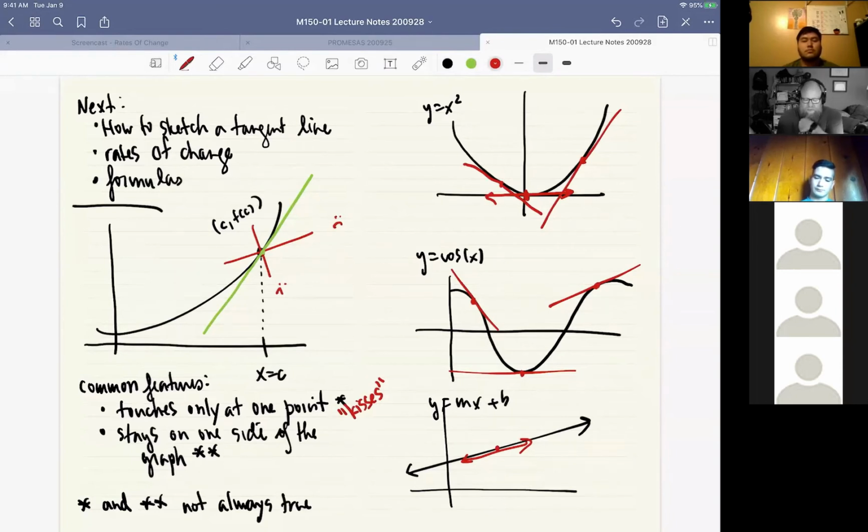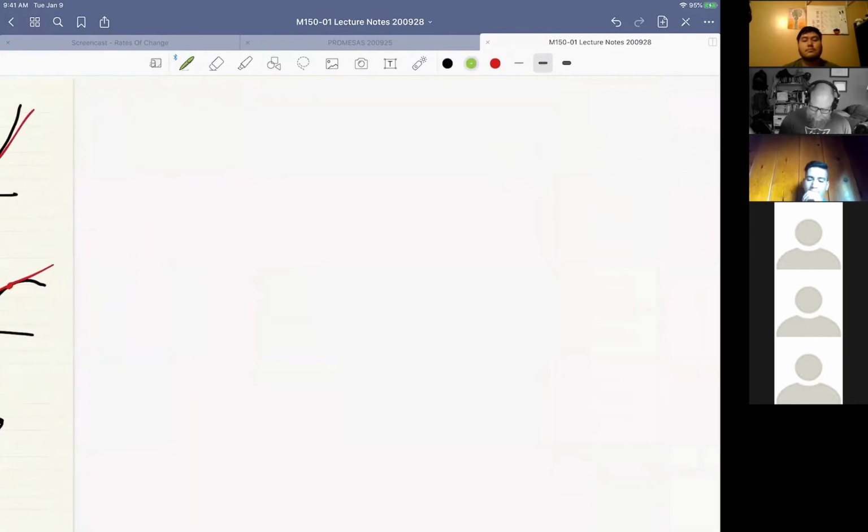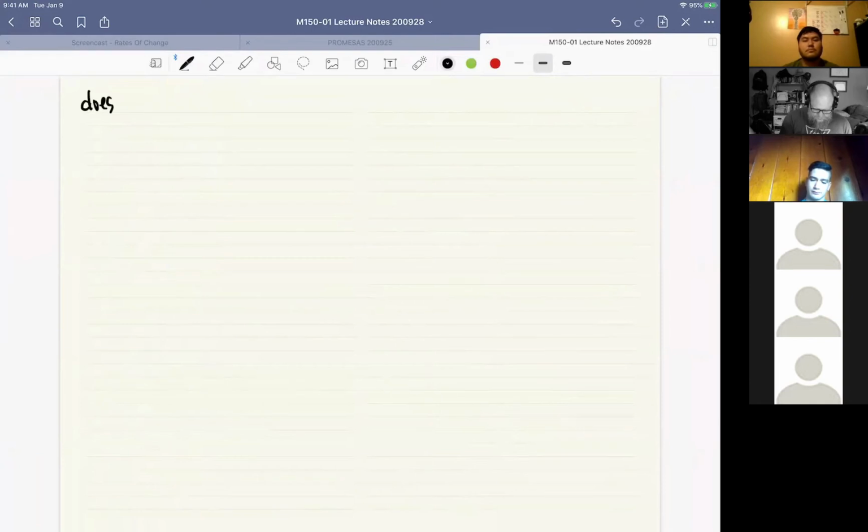All right, so let me show you a couple of the odd cases, a couple of cases where the graph isn't staying on one side of the point, or it isn't just touching the graph at one point. Okay. I should say also that these two properties, asterisk and double asterisk, are local properties. All right, and I'll explain what that means in a second. Doesn't stay on one side.